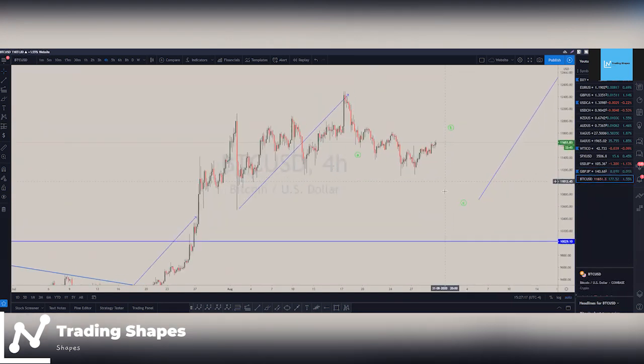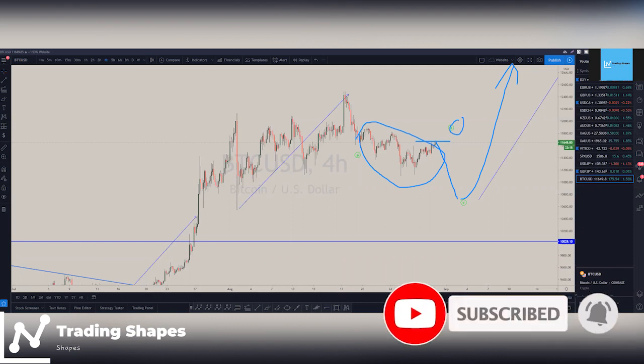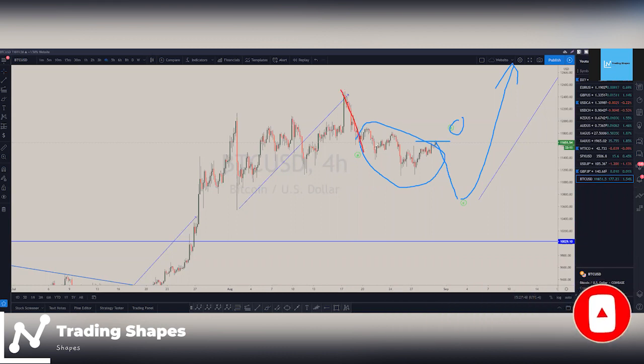Cryptocurrency, I'm expecting a drop from this area, a drop, and then looking for the buy. What we're having here is the B leg of a bigger correction. Something like this. Retest of the 10K area, and then continuation for the bull run.